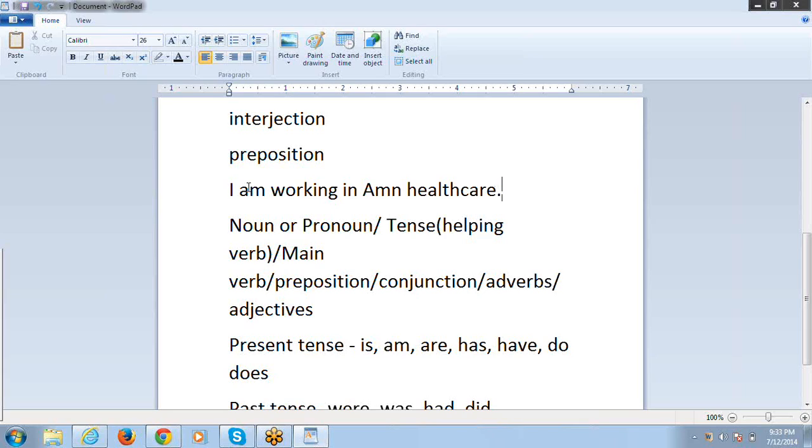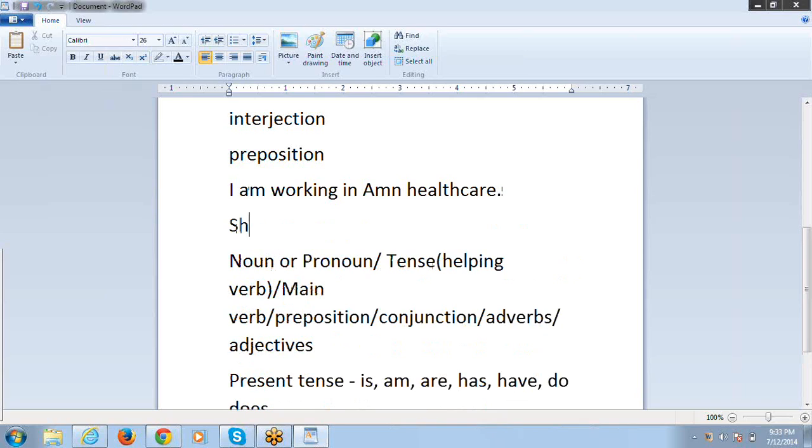Next one is she has two children. Two children's. Two childs. I'll tell you something. Children is a plural form. You will never add s to it. Child is one, children are many.